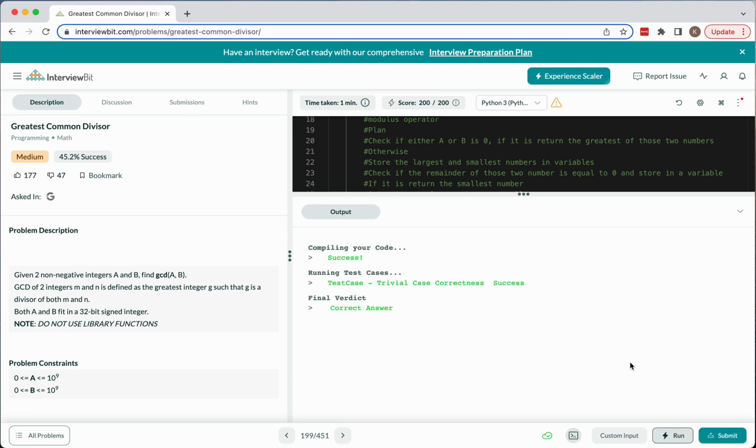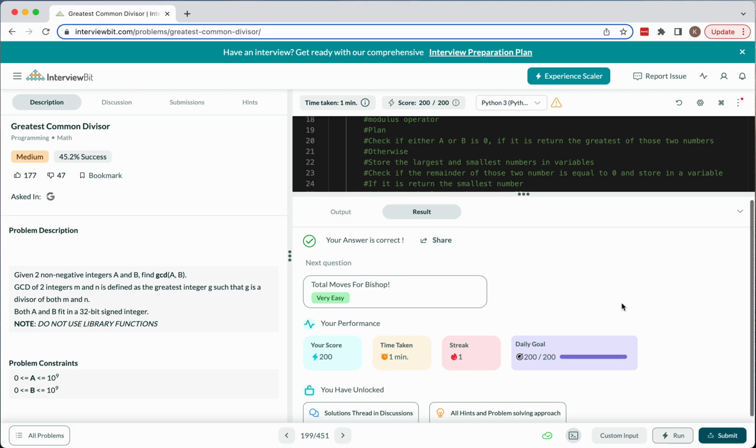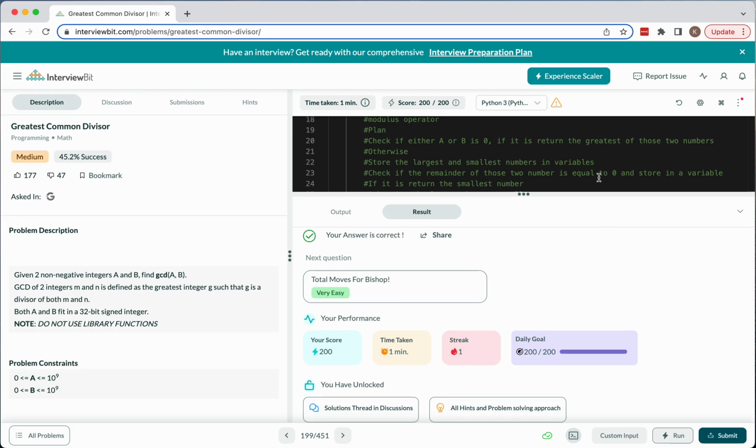Okay, we got all the test cases. Let's see, submit it. Yeah, looks like it works. Okay, thanks. That's my UMPIRE steps for greatest common divisor.